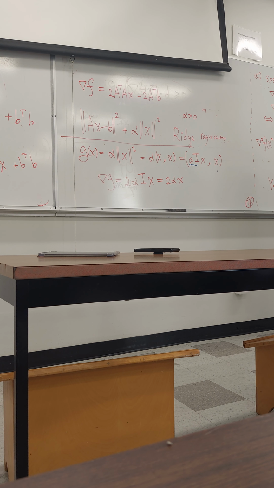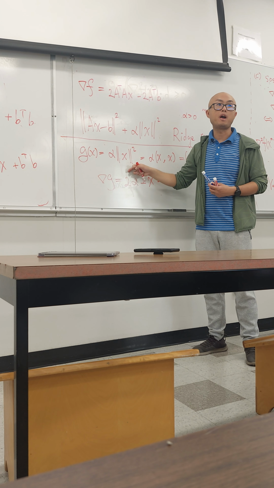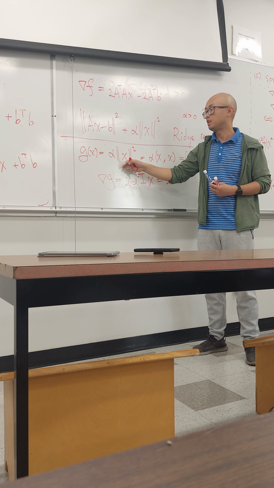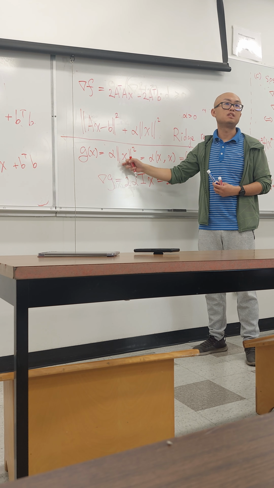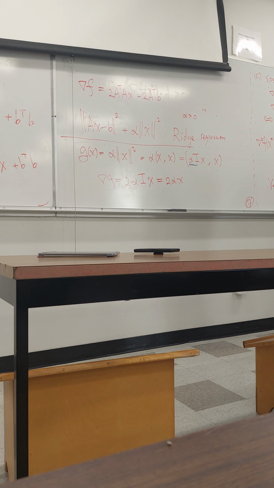This is just an analogy of taking the gradient of a square in n dimensions. Think about this, it is like a square. Let's take the norm of x.